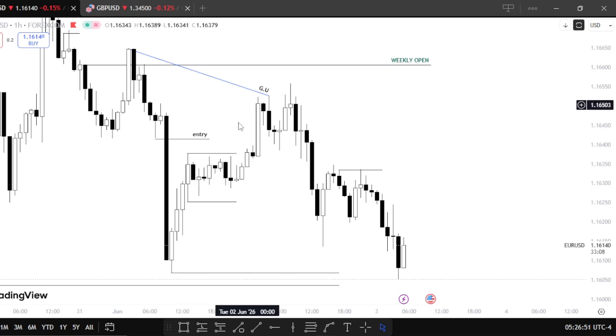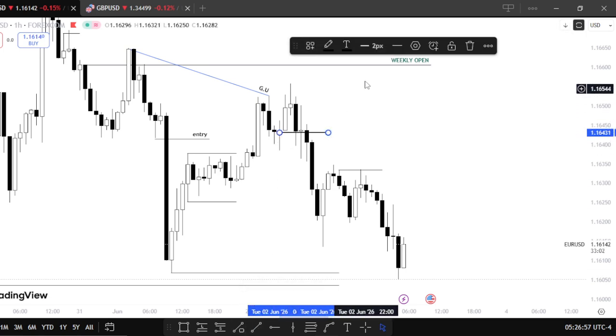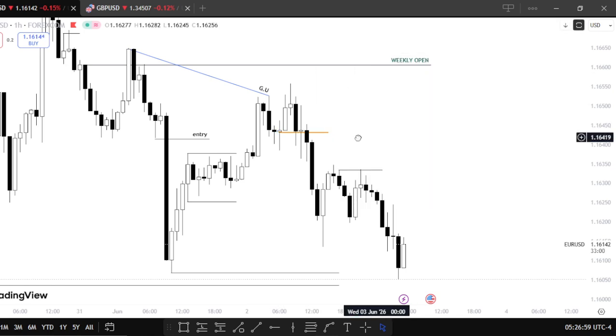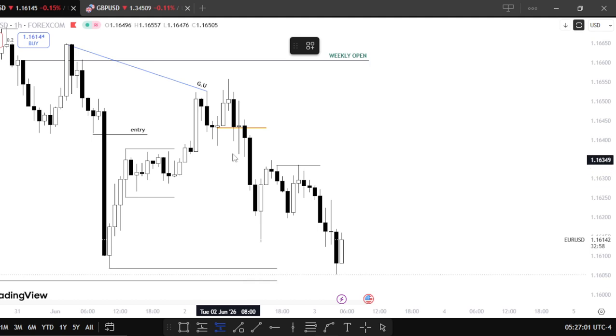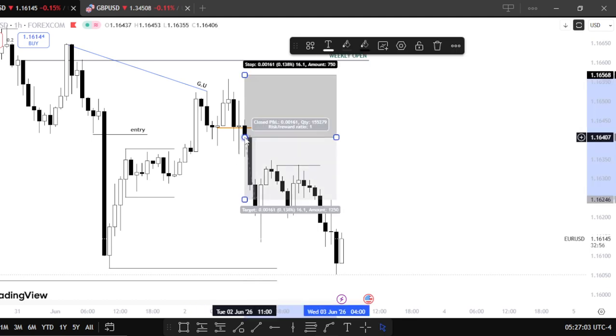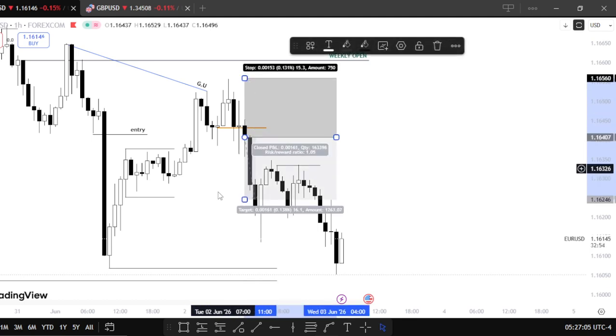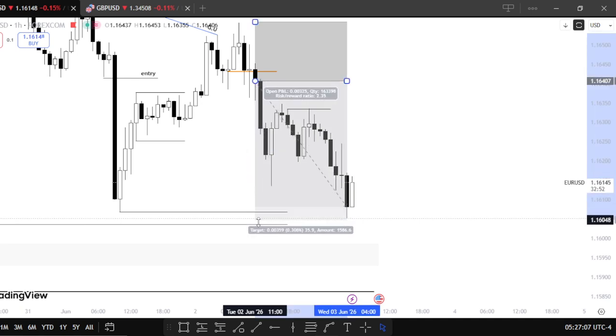So obviously this is a fake move here. So this is the change here in state of delivery, and you could of course take a trade here. So I'm giving you so many ways. This is actually a great trade.